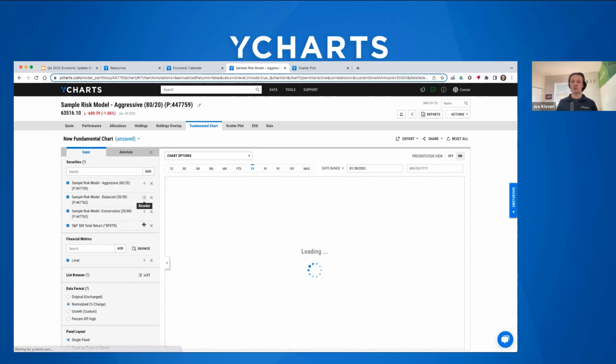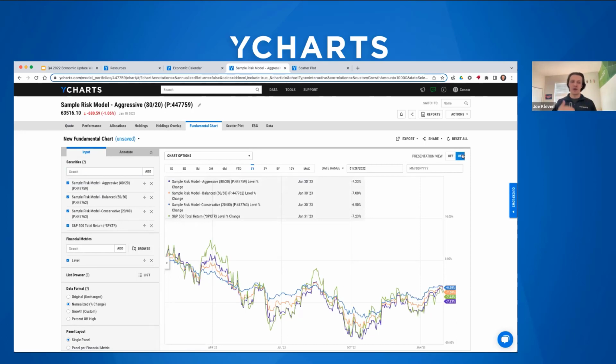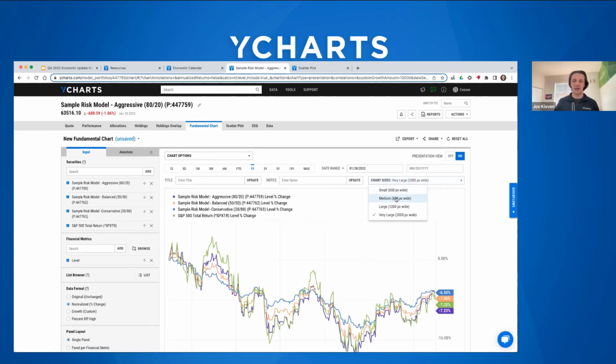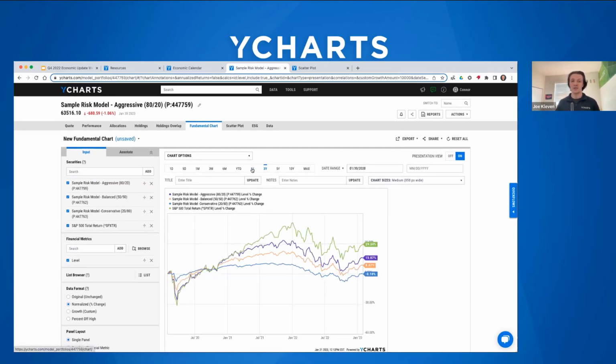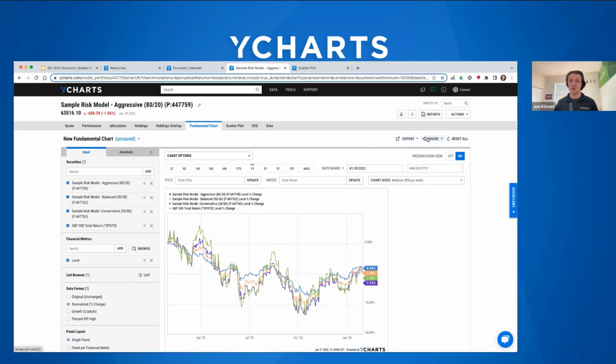You can then switch over to presentation view mode after you've edited and arranged the indicators and securities as you like. Download this as a PNG image. You can even share directly to Twitter if you like to grow and be a thought leader at your firm.